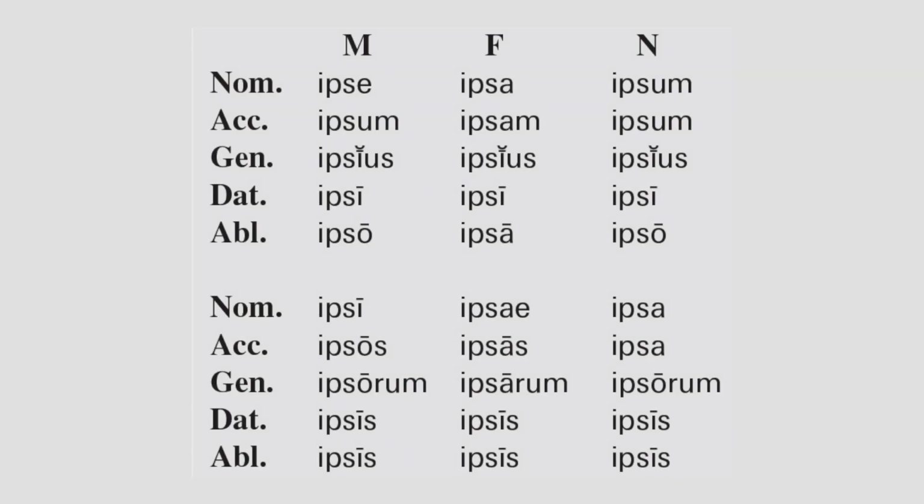And in the plural, ipsi, ipsae, ipsa, ipsos, ipsas, ipsa, ipsorum, ipsarum, ipsorum, ipsis, ipsis, ipsis. Okay, just exactly like the plural of bonus, nothing funny there at all.